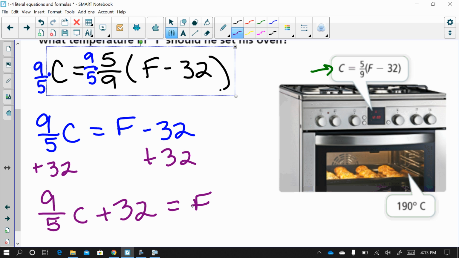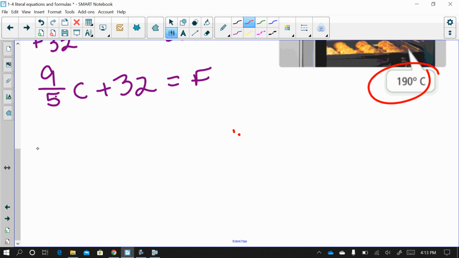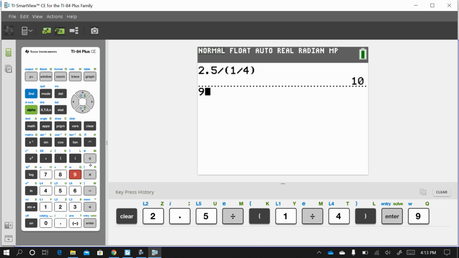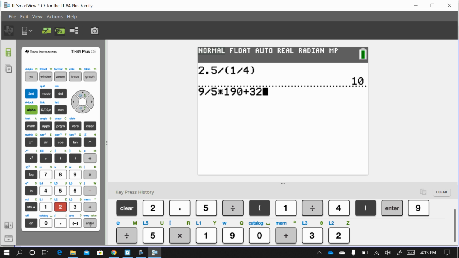So now is where I can plug and chug. I know it's 190 degrees Celsius. So instead of writing C, I'm going to write 190. So 9/5 times 190 plus 32 equals my degrees Fahrenheit. Okay, so let's throw this in the calculator. 9/5 times 190 plus 32. We get 374.